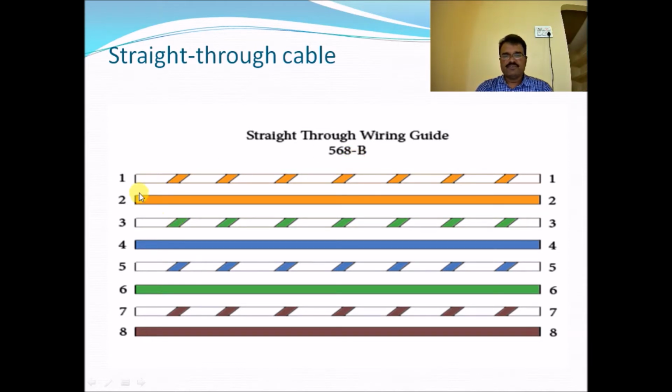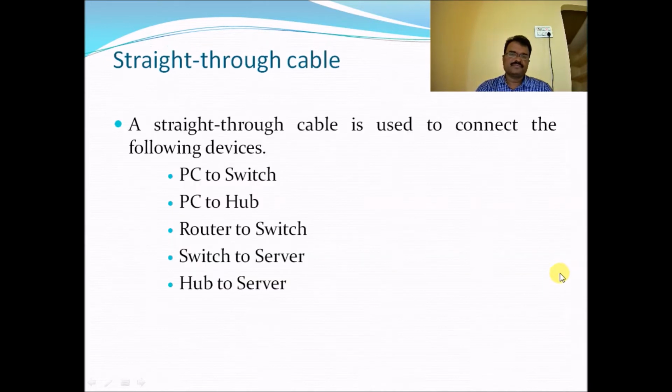So there are 8 wires, nothing but 4 twisted pairs. Here 1 through 8, here also 1 through 8. Whatever we are arranging in side A, the same way we are also arranging the other end. This arrangement is called straight through cabling.